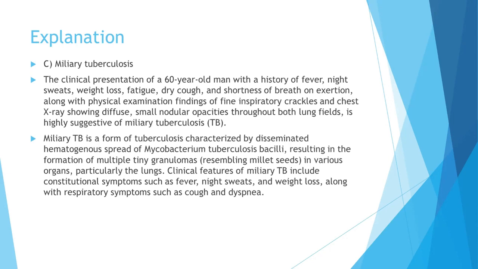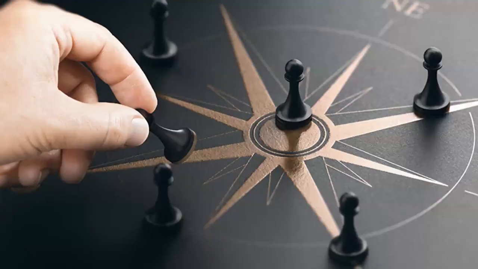So miliary TB is a form of tuberculosis characterized by disseminated hematogenous spread of Mycobacterium tuberculosis bacilli, resulting in the formation of multiple tiny granulomas in various organs, particularly in the lungs. The clinical features of miliary TB include constitutional symptoms such as fever, night sweats, and weight loss, along with respiratory symptoms such as cough and dyspnea. And that concludes our video on respiratory infections.